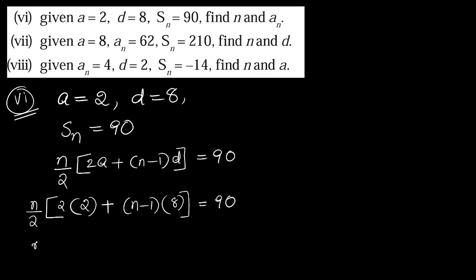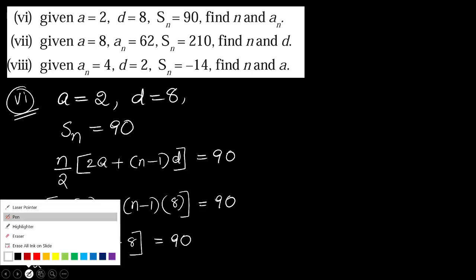So the next step will be n by 2 into 2 into 2 will be 4 plus 8 into n minus 1. Can I open the bracket? Yes. 8 into n, 8n. You can ask me doubt, but let me complete some 2 steps. After that, you can ask me doubt. 8n minus 8. Benedict, you can ask doubts, okay. I will write 2 steps and then ask.